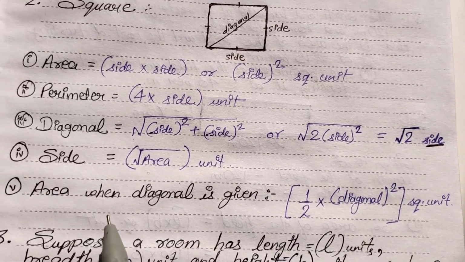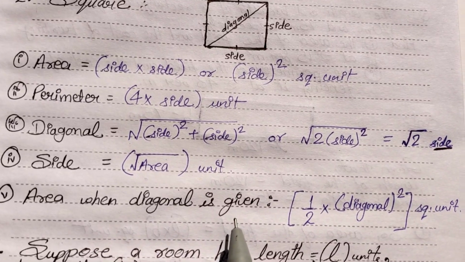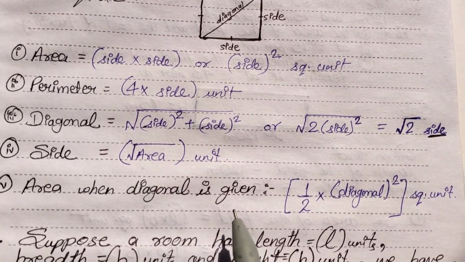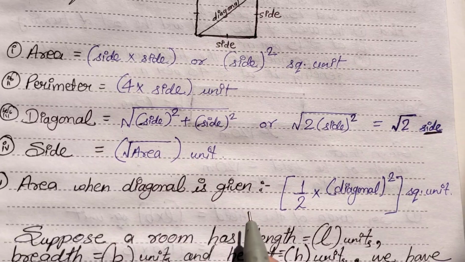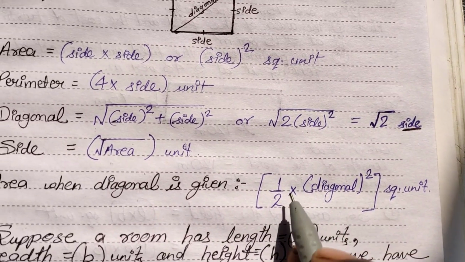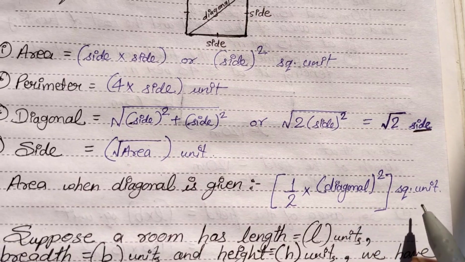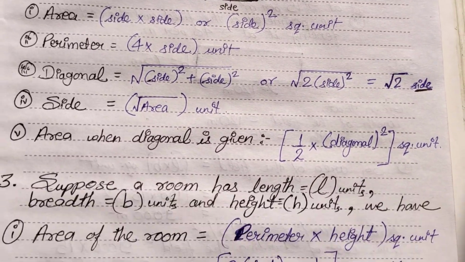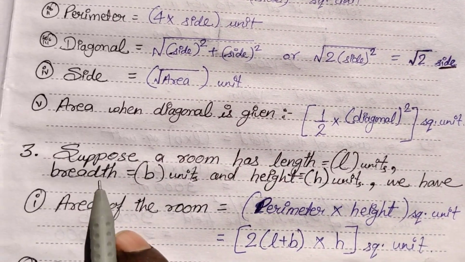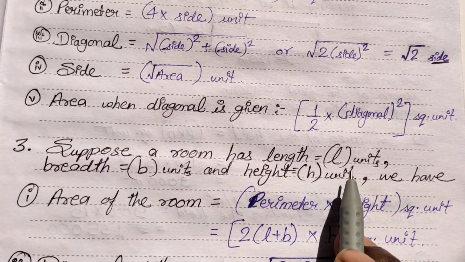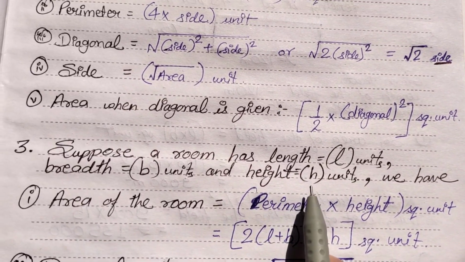Now area when the diagonal is given. If the diagonal is given, then what is the area of the square? When the diagonal is given, the area of a square is 1 by 2 into diagonal square, the square of the diagonal, square unit.